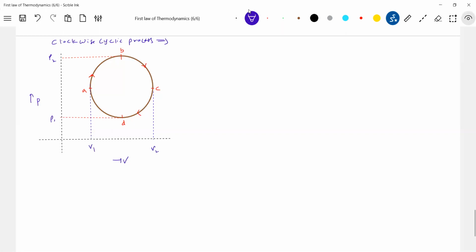So the gas will start at A. Again, it will return back to A only, no? So what is the change in internal energy? It will be 0 for all cyclic processes. Do I agree? Let it be a circle or any other shape. The reason for that: what is the change in internal energy? nR over gamma minus 1, delta T.